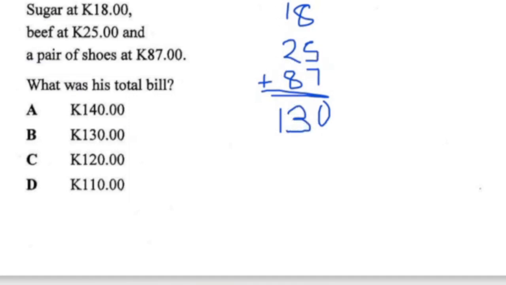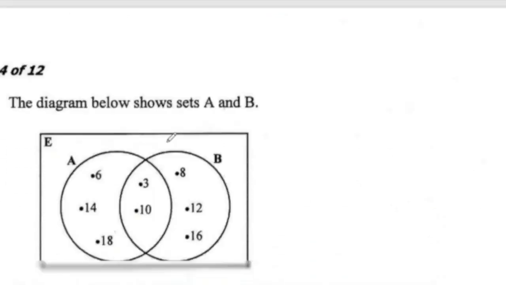Even if I wrote it like this and then carried 1, 2 plus 1 is equal to 3, 3 plus 2 is equal to 5, 5 plus 8 gives us 13. Then I write 3, carry 1, then I say 1 plus zeros, and I get 1. So the total bill was 130 kwacha. Where is 130 kwacha? It's here, which is B. All right, we go to question number 11.